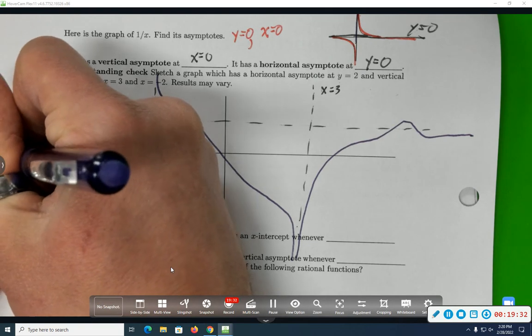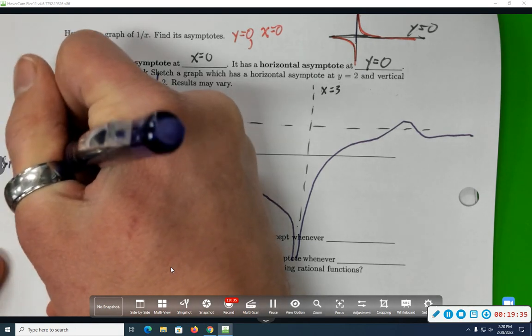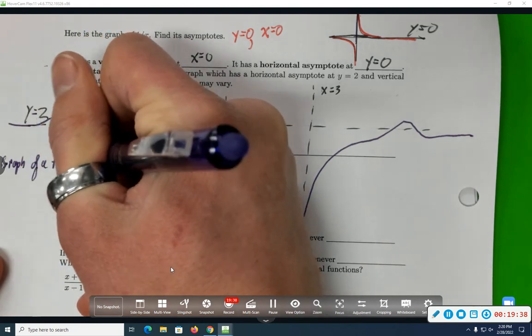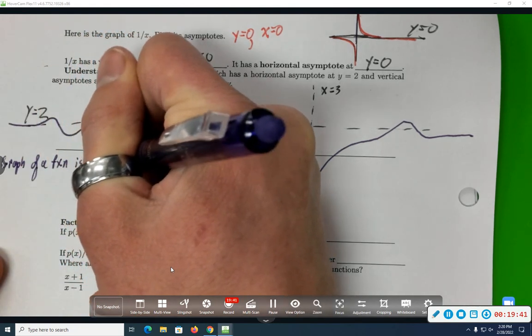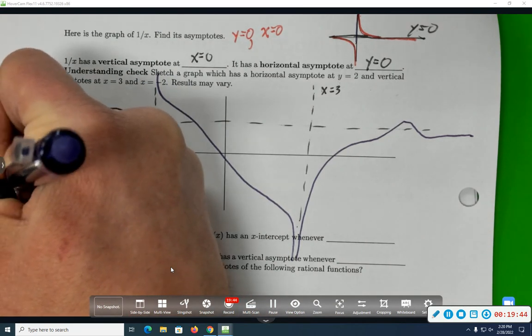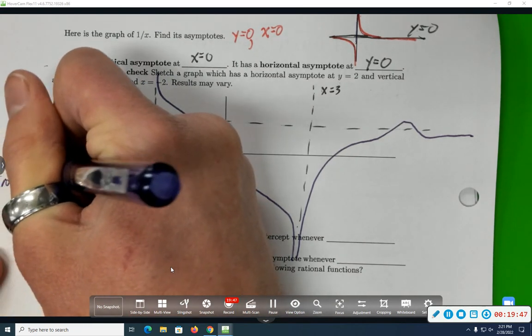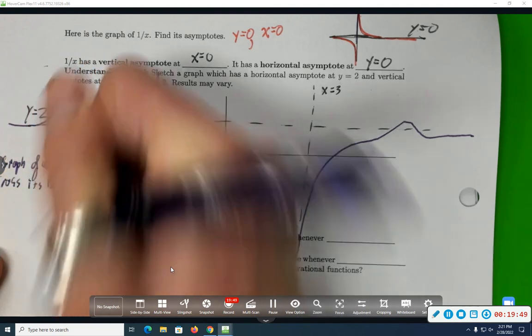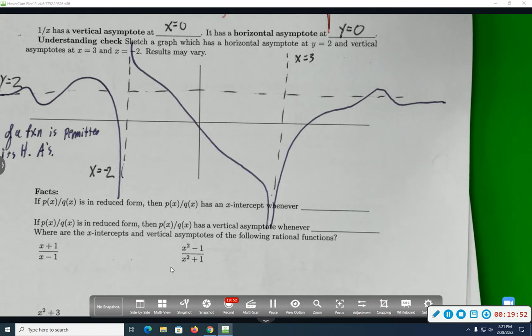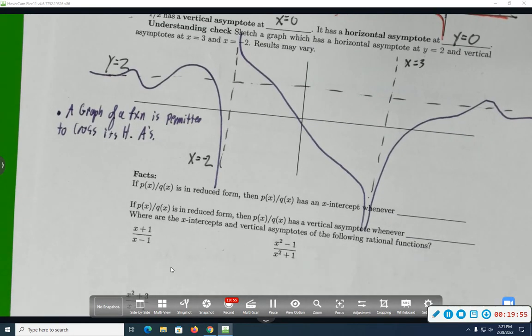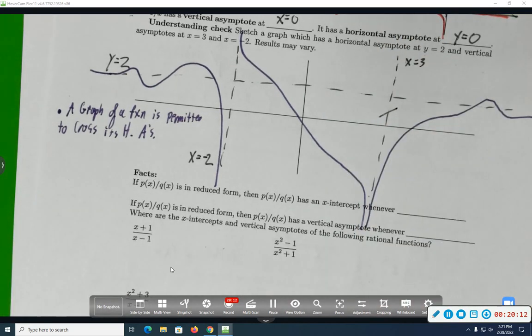A graph of a function is permitted to cross its horizontal asymptotes. They don't have to. But there's no law preventing it. A function can cross its horizontal asymptotes. A function can never cross its vertical asymptotes, but that's just because of the vertical line test. Imagine that this function crossed those vertical asymptotes, but still had those as vertical asymptotes.